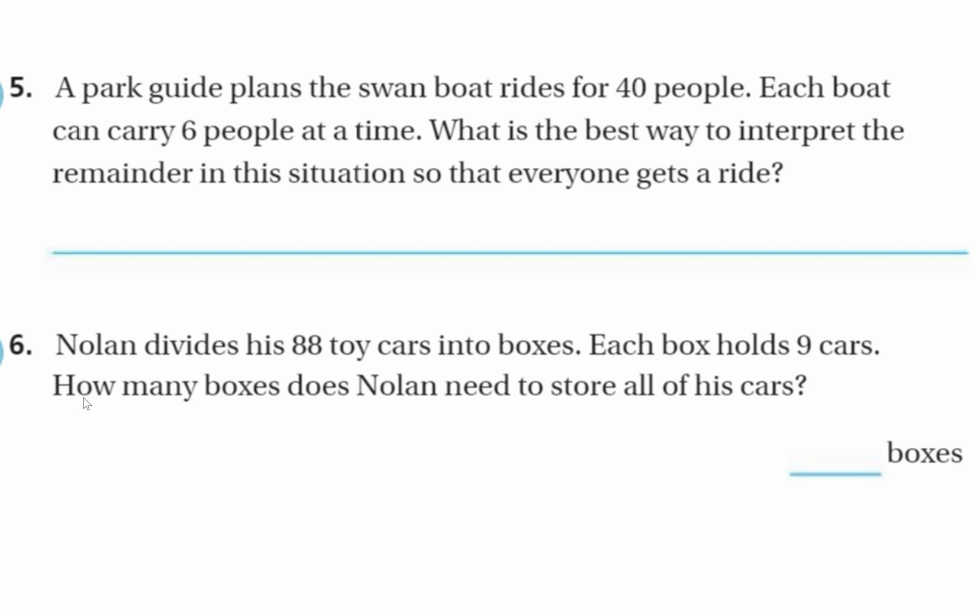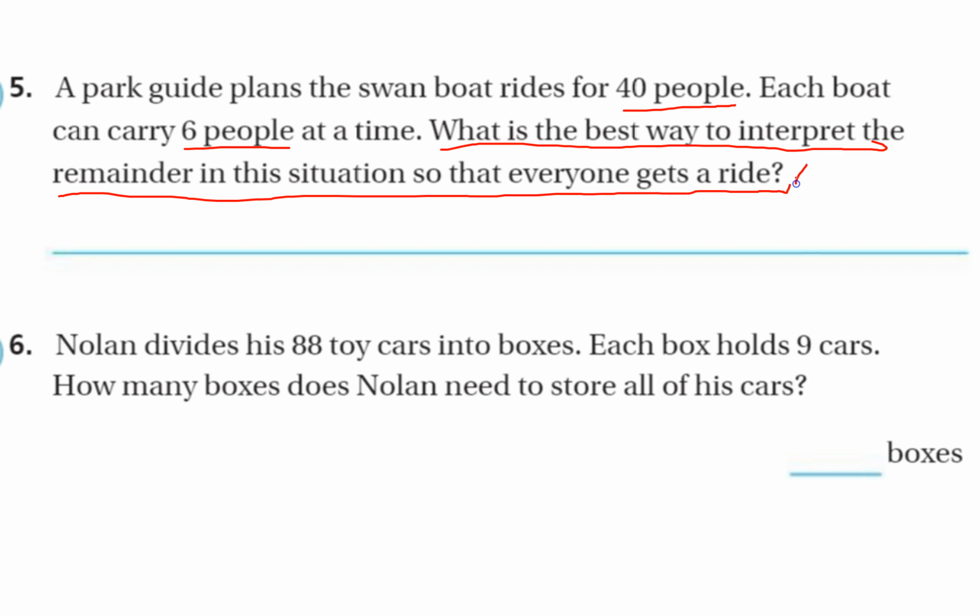All right, now we're on page 194, still the chapter 4 test review, problem number 5 now. All right, let's get started. So a park guide plans the Swan boat rides for 40 people. Each boat can carry 6 people. What is the best way to interpret the remainder in this situation so that everyone gets a ride?